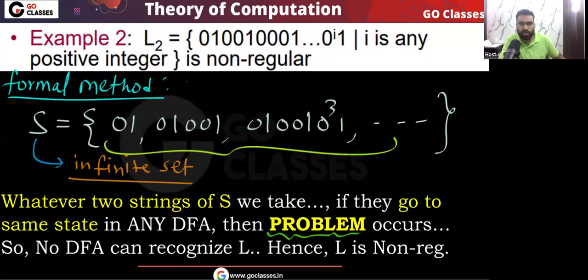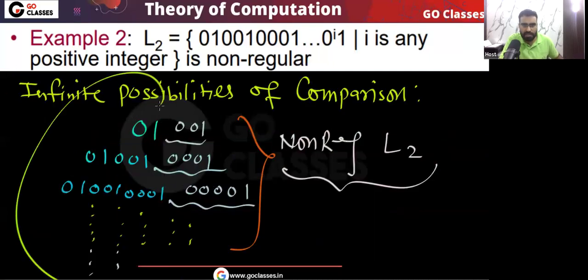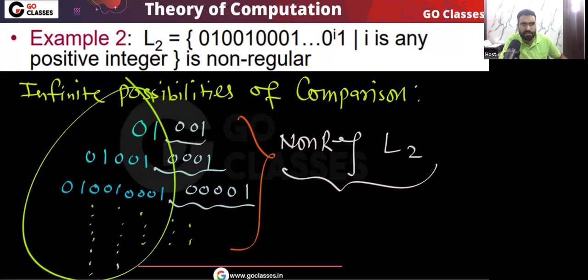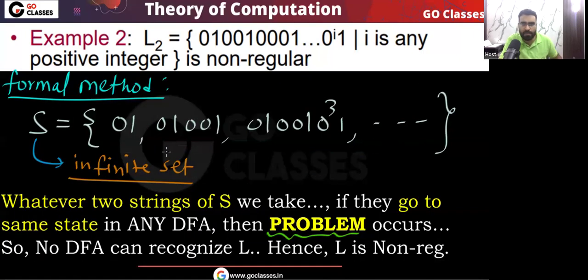From this set S you have to take. Remember, these are the infinite possibilities, and from these infinite possibilities I have created a set S. This infinite set S we created. From this set S, you give me any two strings.